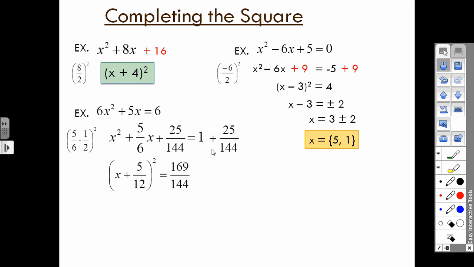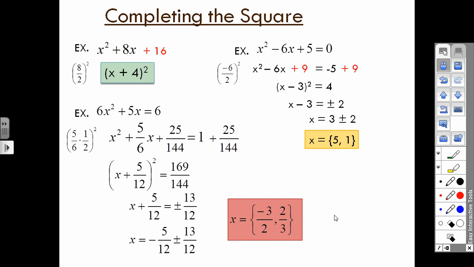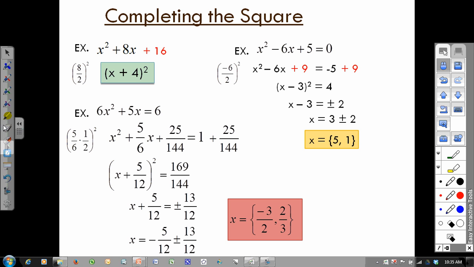Easy, right? This you do have to add together, so we want the common denominator added to 25, so we get 169 over 144. Now we square root both sides, and then we move the 5/12 over to the other side, and now we can add and subtract these to get our two answers of -3/2 and 2/3. Okay, so that's it. That's completing the square. Hopefully that was more of a review than something new for you guys.